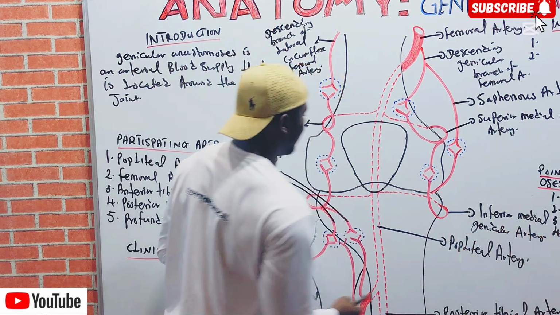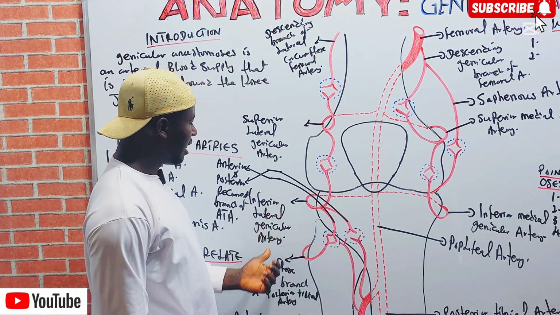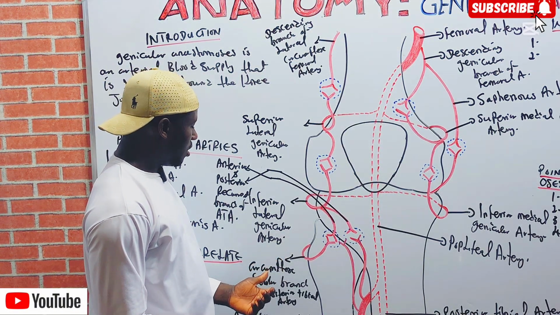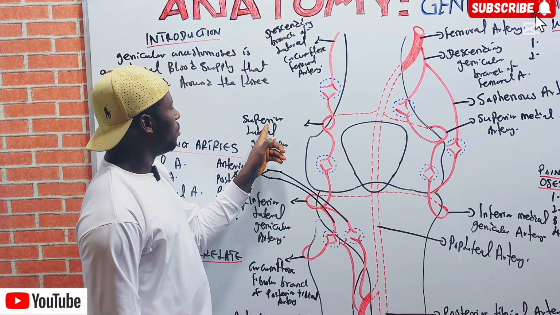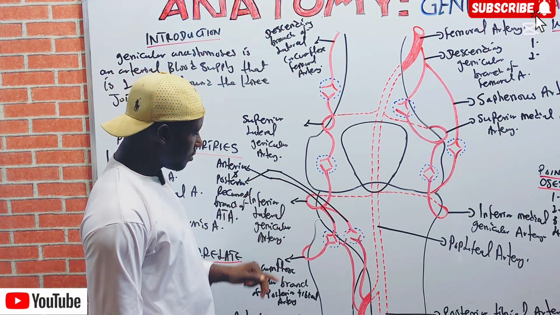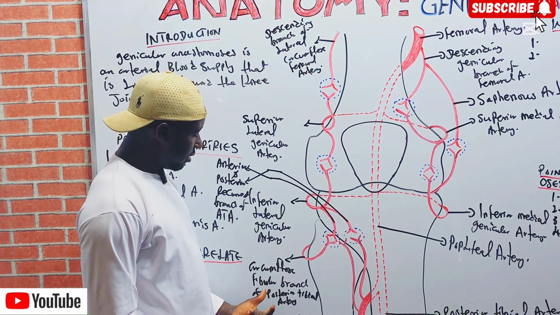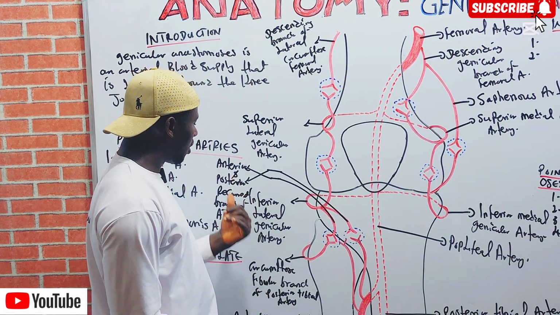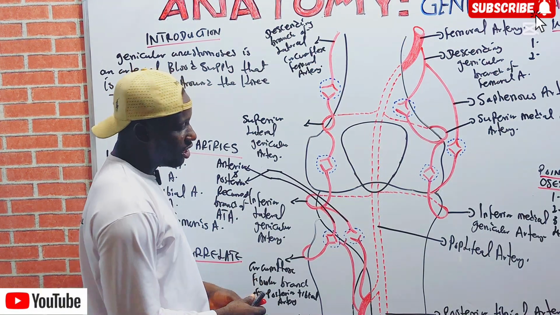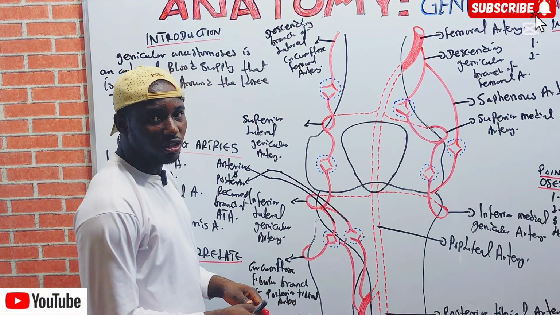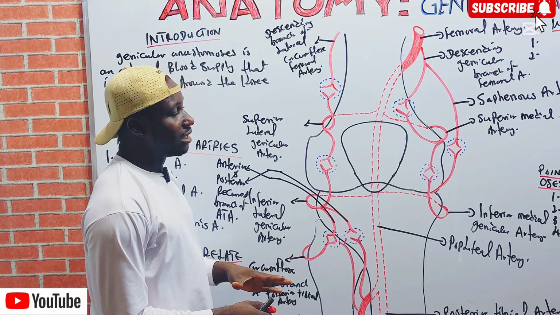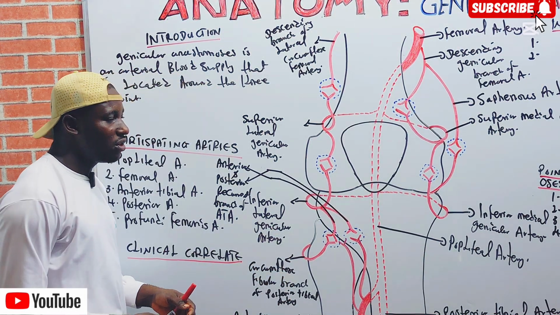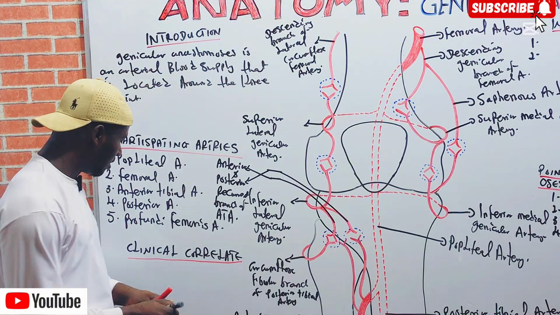So that is it. The fourth point of anastomosis is the inferior lateral genicular artery anastomosing with the superior lateral genicular artery, the circumflex fibular branch of the posterior tibial artery, and the anterior and posterior recurrent branches of the anterior tibial artery. So that is the point of the anastomosis that forms the genicular anastomosis. Next we shall be looking at the clinical relevance.